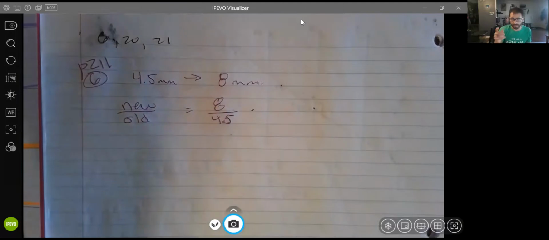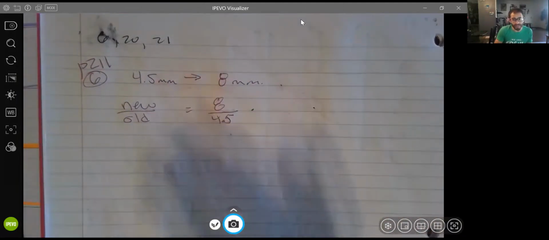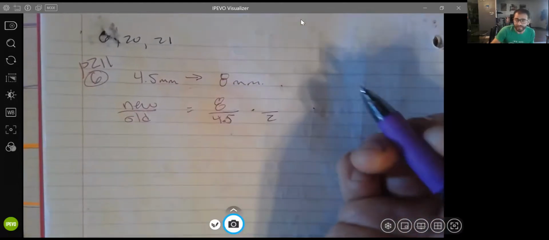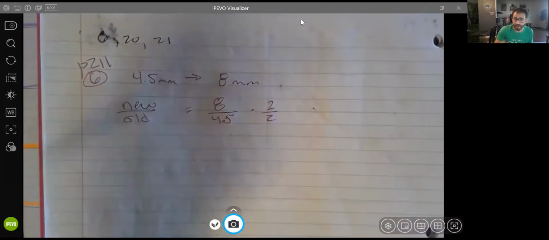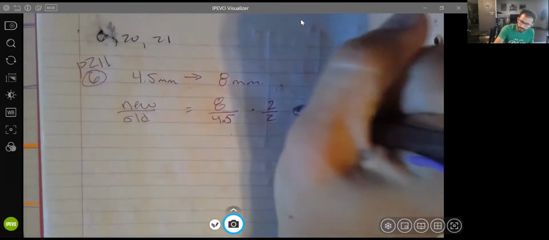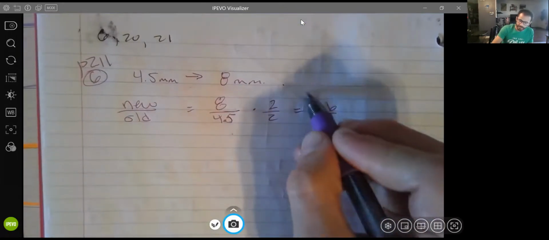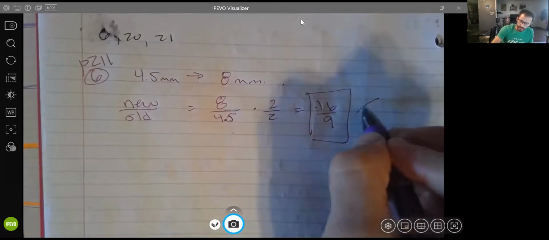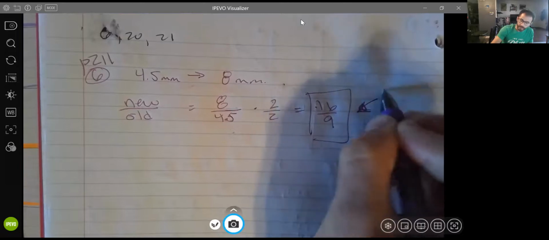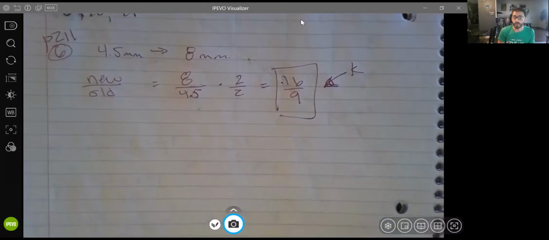Math works, math makes sense, right? You can multiply both by 10 and then reduce, or well, 4.5 times 2 is 9. So if we're going to multiply by 2 on the bottom, let's multiply by 2 on the top. So we're multiplying by 1, not changing the value. Bada bing, bada boom, the scale factor. That's your K. That's the scale factor, 16 over 9.